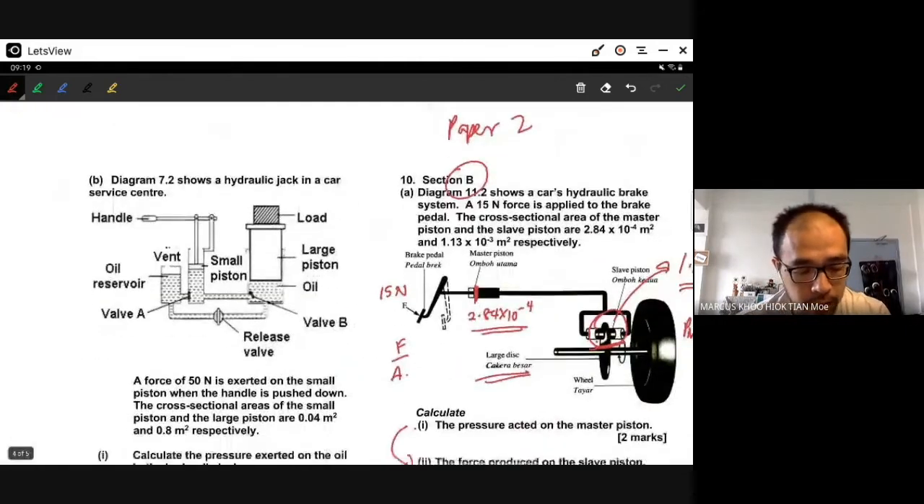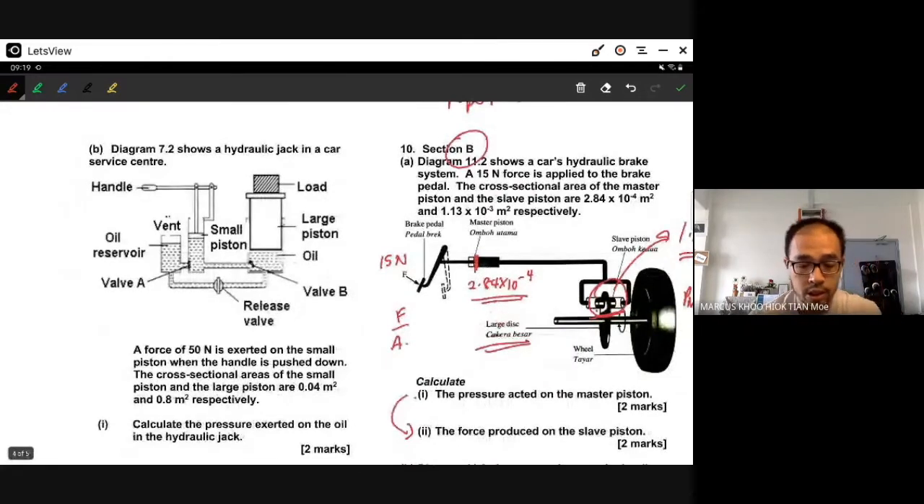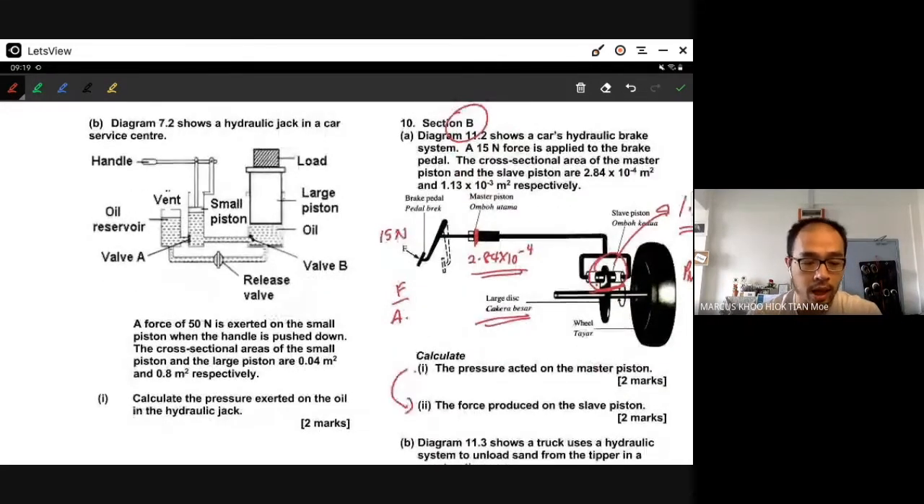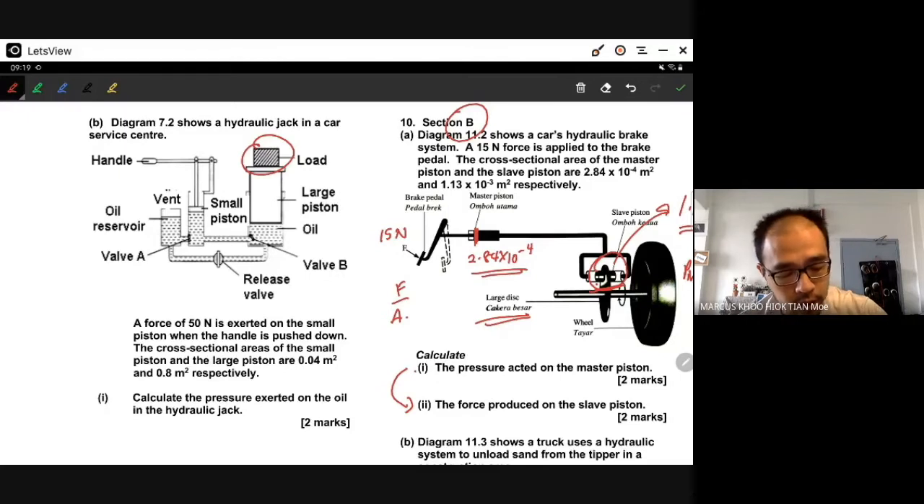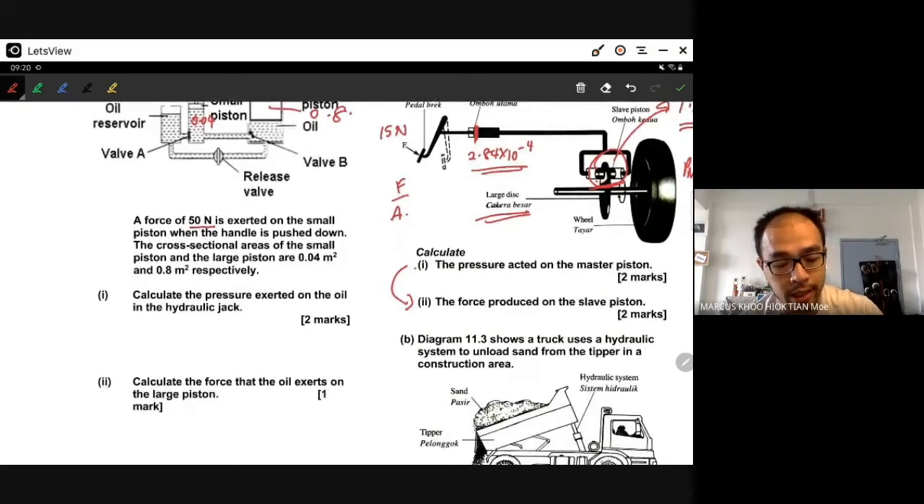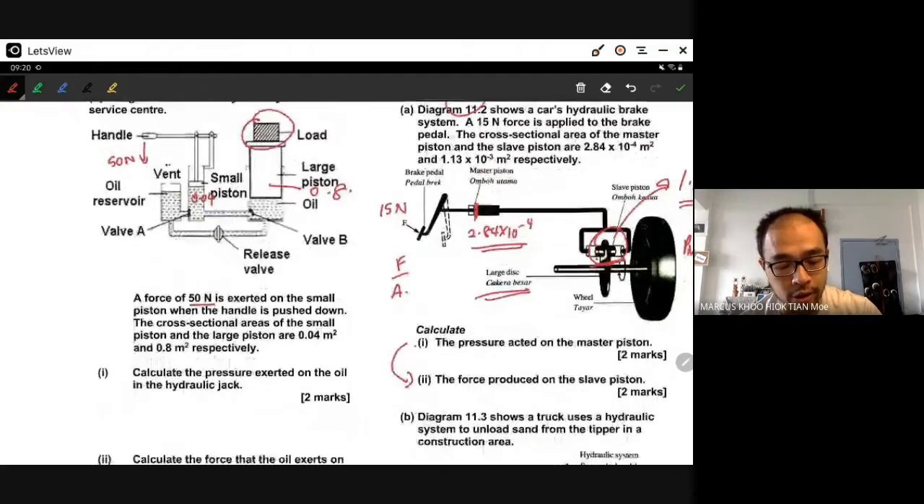All right, B, diagram 7.2 shows a hydraulic jack in a car service center. So in the car service center, you have a load over here, and this is the handle. A force of 50 Newtons is exerted on the small piston when the handle is pushed down. The cross-sectional area of the small piston is 0.04 and the large piston over here is 0.8. Calculate the pressure exerted on the oil in the hydraulic jack.